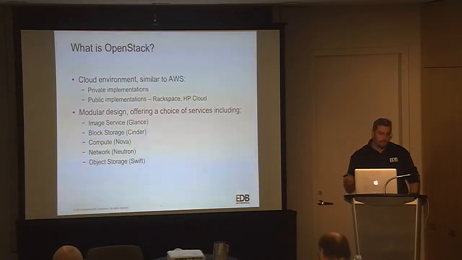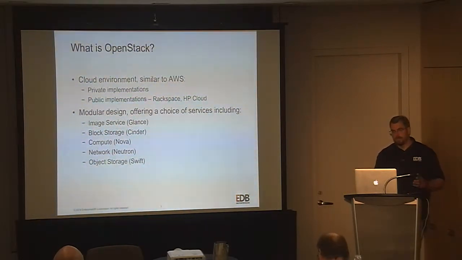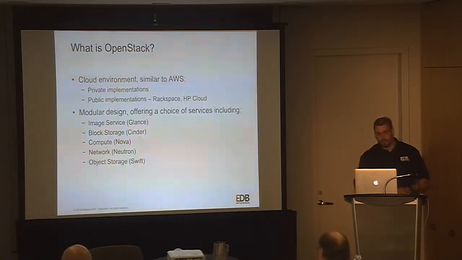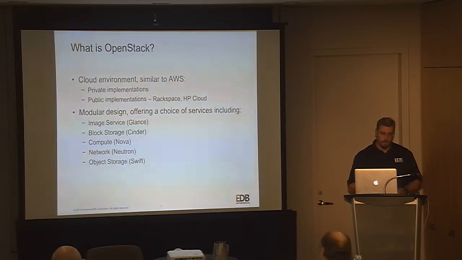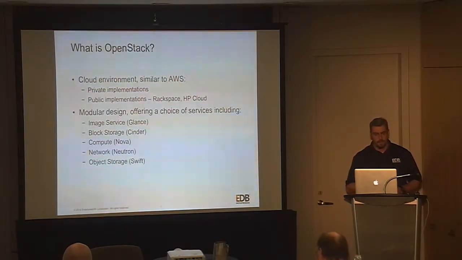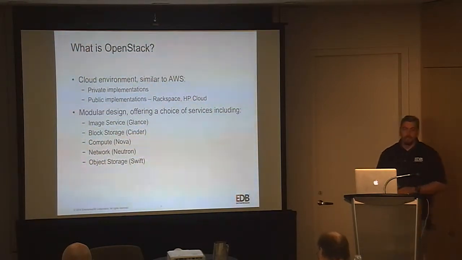It's got a modular design. There's lots of different components that you can plug into it depending on what you want in your environment. Some of the ones we'll be talking about today are the image service, called Glance, the block storage service called Cinder, the compute service called Nova, and the networking service, which in modern releases is a new module called Neutron. Previous releases had the networking built into Nova, which was not nearly as flexible as the new Neutron code. And finally, the object storage service, which is called Swift.